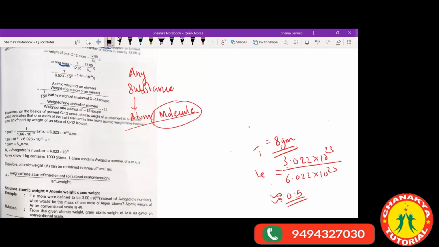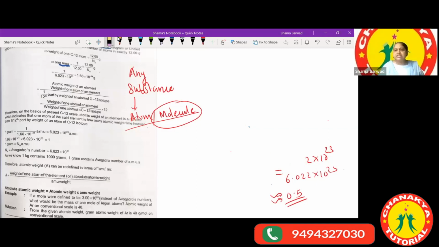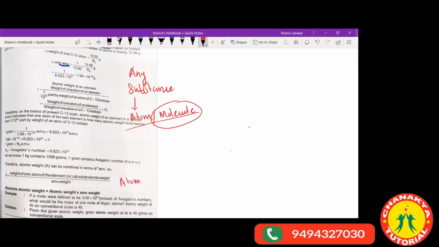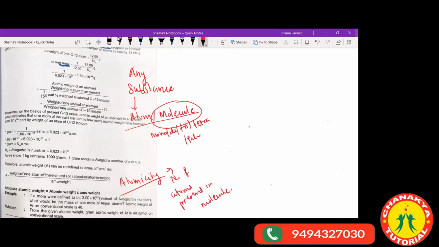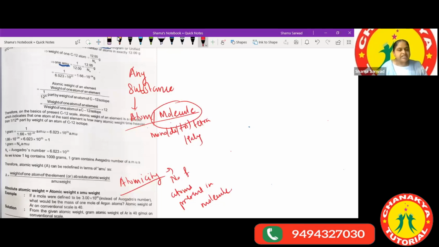It's all about atomicity. What is atomicity? Number of atoms present in the molecule of a substance. If you don't know, please write it down: atomicity is the number of atoms present in a molecule. After checking that it is a molecule, you have to check whether it is mono, di, tri, tetra, or poly. Shall I give you one example for each?